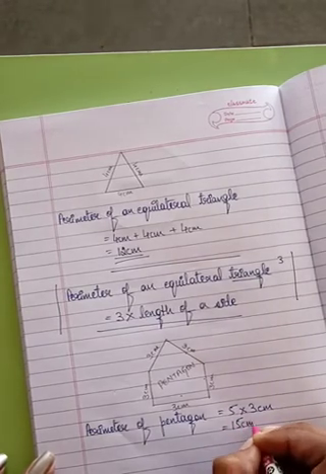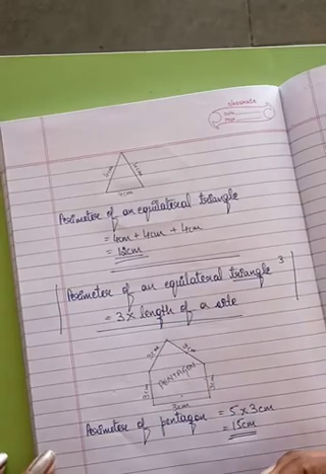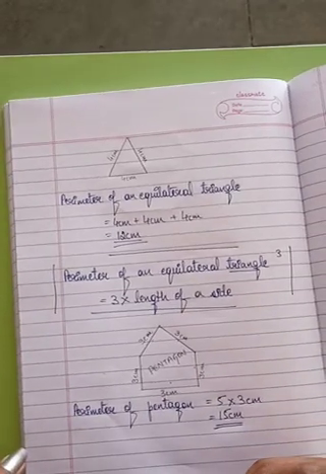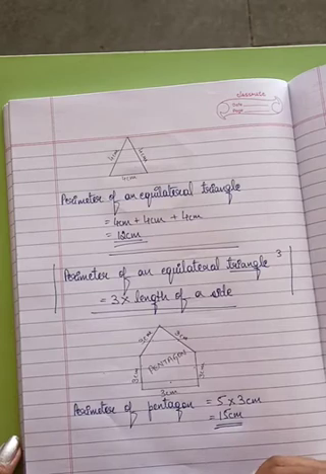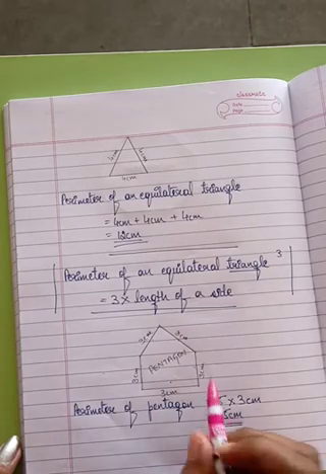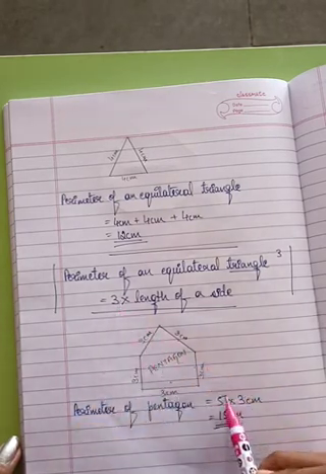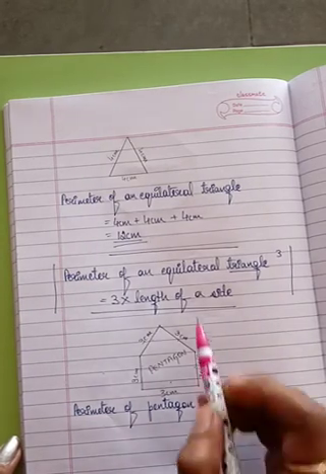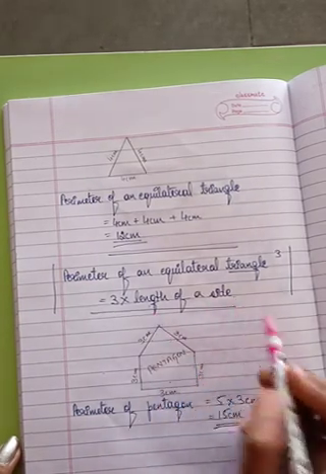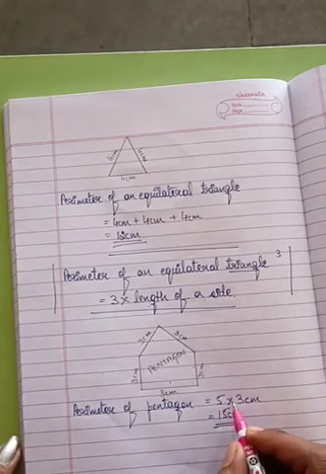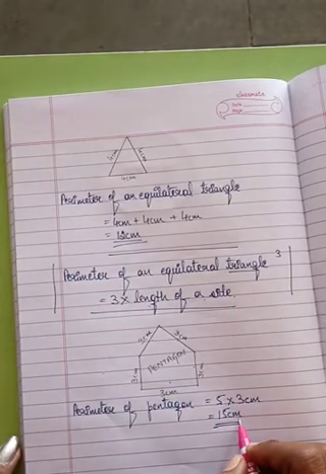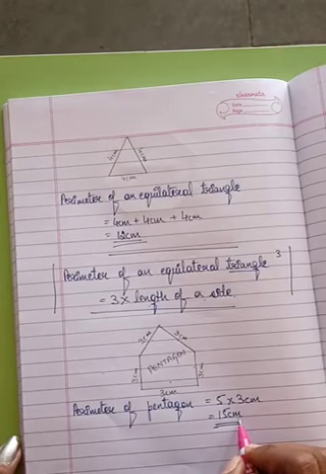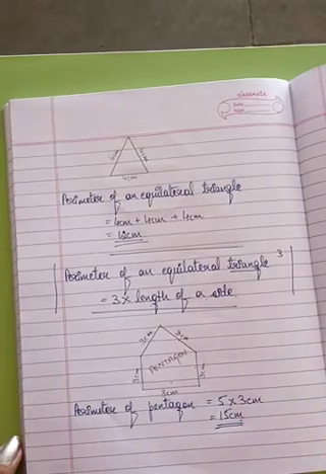15. Yes, 15 centimeter. So to find out the perimeter of any regular shape, we need to first take into consideration the number of sides, whether it is 3, 4, 5, 6, etc., multiplied by the length of a side. So 5 multiplied by 3 is 15 centimeter. Hence, this is our perimeter.